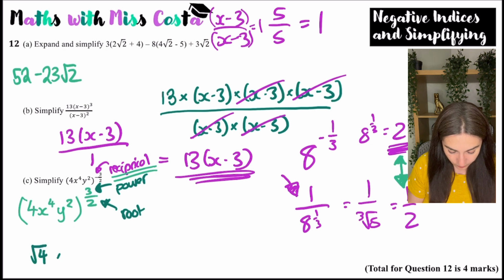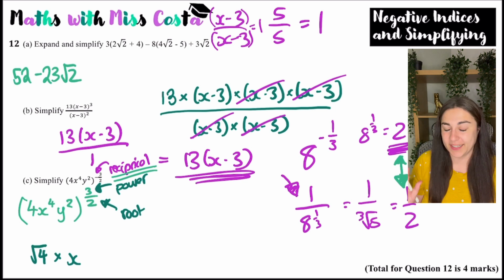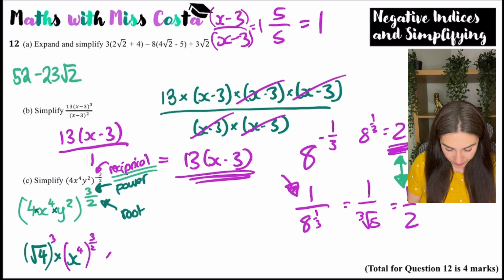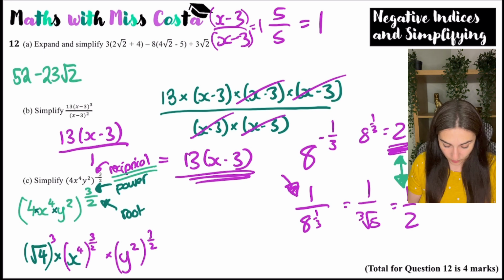So we've got the square root of 4 times by the square root of... okay, I think the easier way is to do it all in one go. So split everything up, remember that it's being multiplied. So you'd have the square root of 4 to the power of 3, times by x to the power of 4 to the power of 3 over 2, times by y squared to the power of 3 over 2. So we can do these all one by one.